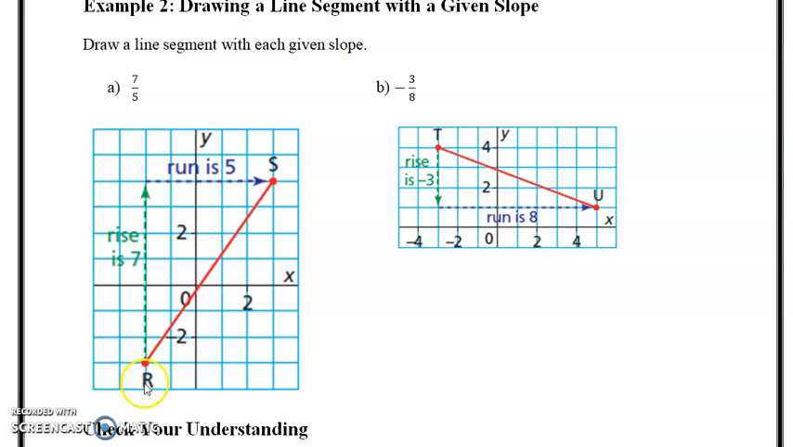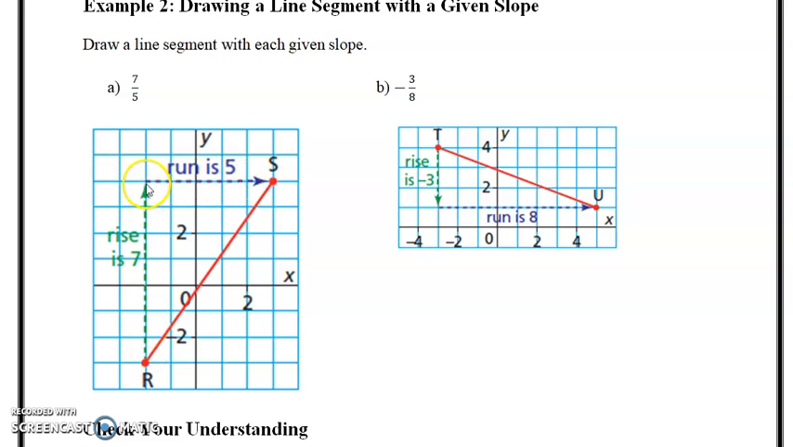So we picked the point R. I put it down here in quadrant 3 because I knew I was going to go up 7 and right 5. So I wouldn't start over here. It doesn't really make sense, right? So I went down here and I started at -2, -3. I went a rise of 7: 1, 2, 3, 4, 5, 6, 7. Then I went a run of 5, so I went right 5: 1, 2, 3, 4, 5.